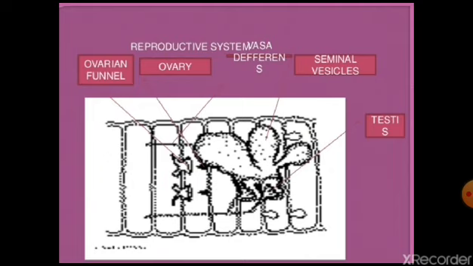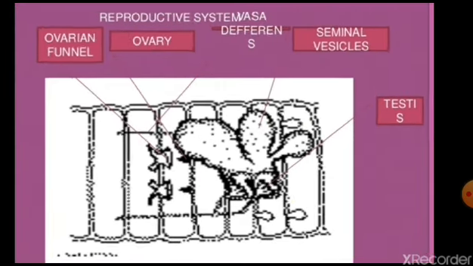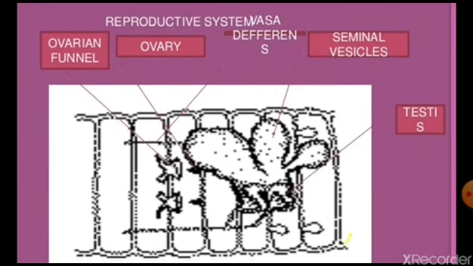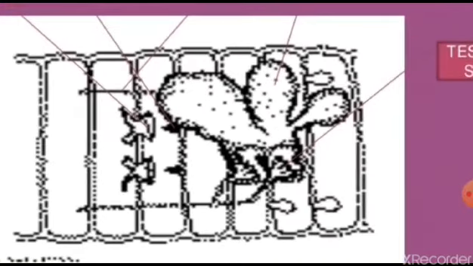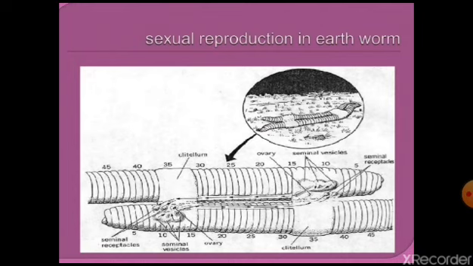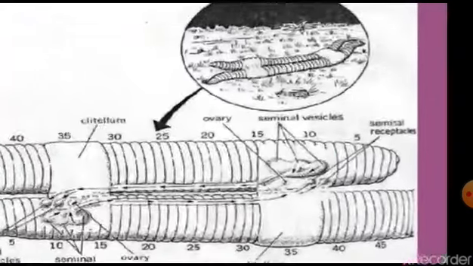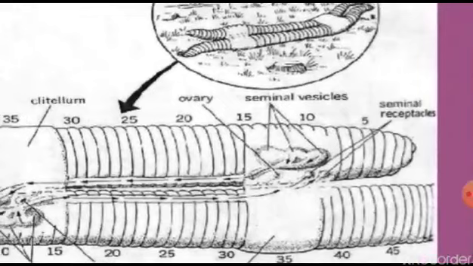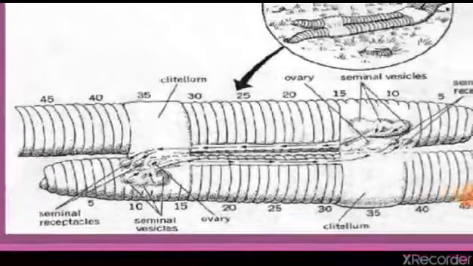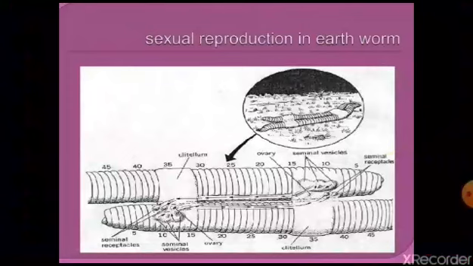Here you can see testes, seminal vesicle, vas deferens, ovaries, and ovarian funnel. All these structures are present within the same individual, thus they are known as hermaphrodite organisms. Here we can show the sexual act of the earthworms. They are arranged in juxtaposition.